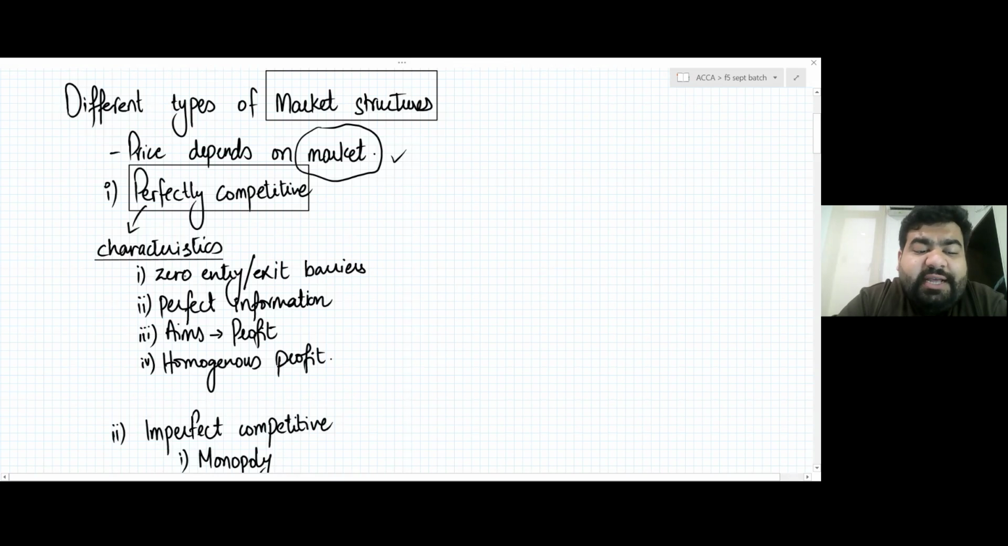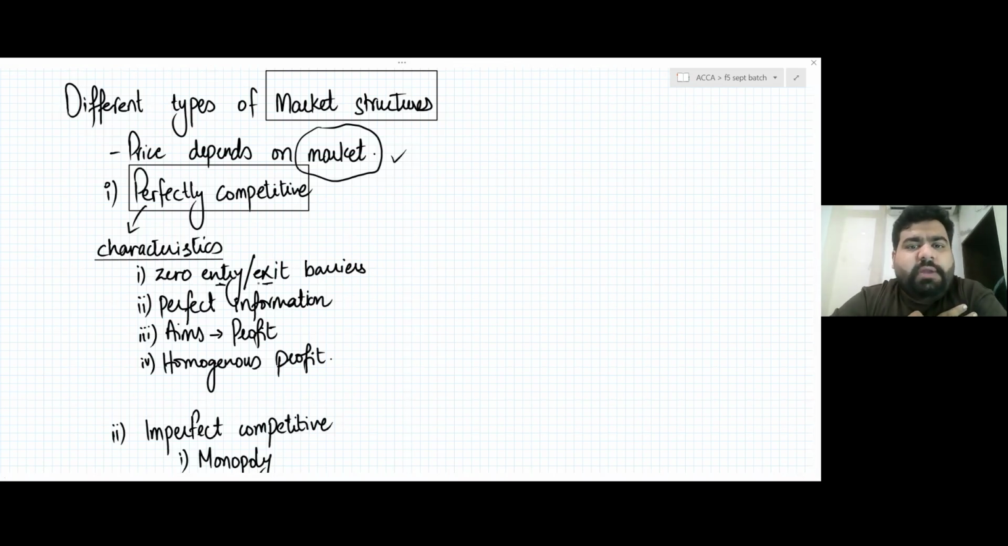First characteristic is that there is zero entry or exit barriers in this market. Anyone can start the business, anyone can leave the business. It's not like that if I want to start the business and I'm seeing that there is a huge market leader or tycoon in this market, how can I invest? How will I earn the profit? There is a big whale in the market. It's not like that. In a perfectly competitive market, anyone can enter.